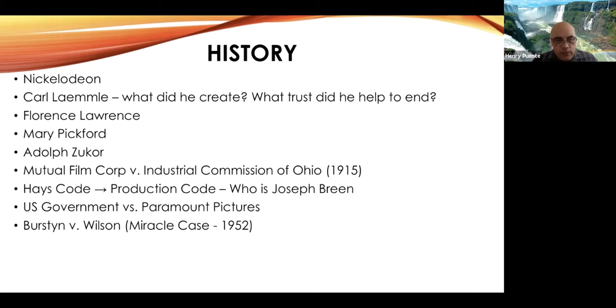In other words, for this particular case, the state censorship boards can censor movies, because you have to understand that in the early days of the movie industry, the states themselves had boards that oversaw the content. They could censor the content of a movie, and every state was different. And this 1915 case said that, yes, indeed, the individual states can censor a movie because a movie is not protected speech.